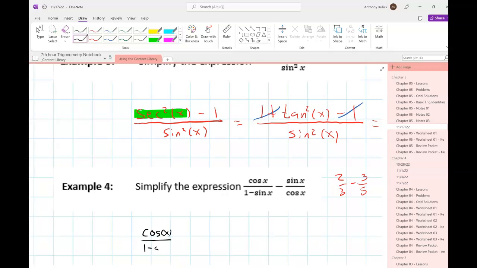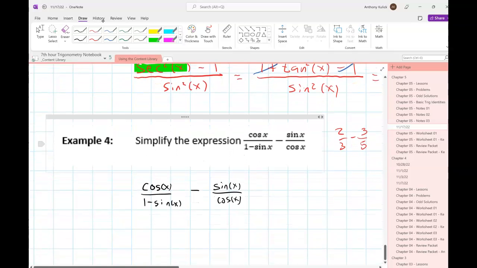Important question. What will the common denominator be between cosine x over 1 minus sine x and sine x over cosine x? Between 3 and 5, what's the common denominator? 15, 3 times 5, right? Why is it just 3 times 5? Because 3 and 5 are relatively prime. They have no common factor between them. Everybody agree with that?